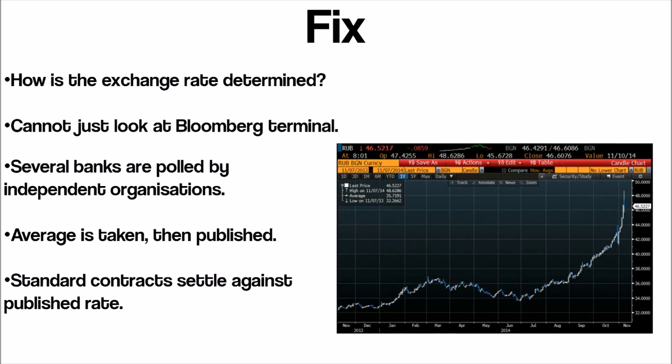poll several banks and they'll ask, where is, for example, dollar ruble trading right now? And they'll generally ask, half an hour, 20 minutes before the actual fix. Then soon after the fixed time, the average is calculated and it's published. And these are actually published online, and anyone can have access to these numbers to see where dollar ruble settled, for example, today. So that's what's used, and all of the standard traded contracts trade against these standard published rates.